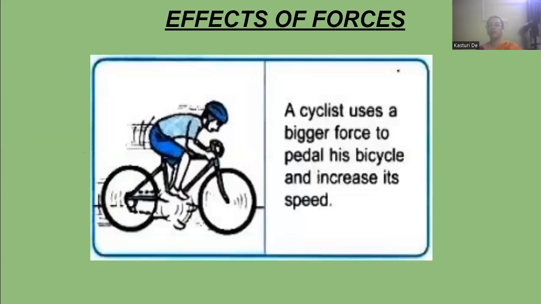This is effect of force. A cyclist uses a bigger force to pedal his bicycle and increases its speed. That means a cyclist was moving by pedalling his bicycle. Now, if we apply more force, a bigger force by more pedalling, then he can increase his speed. So this is applying the force.